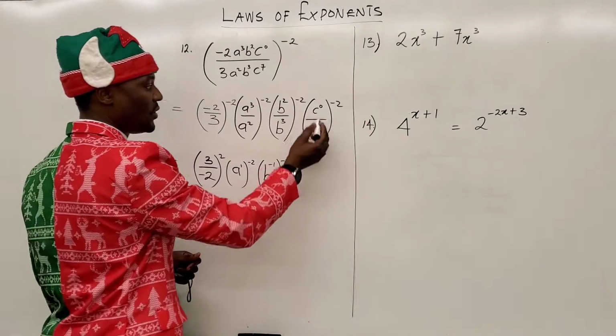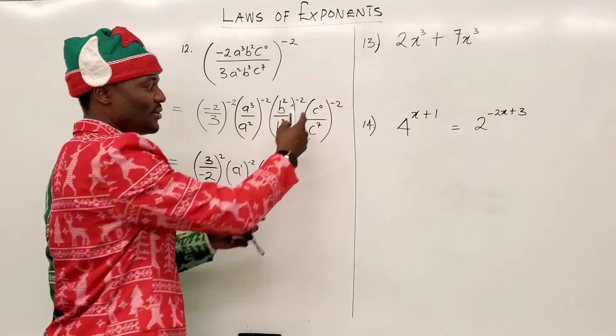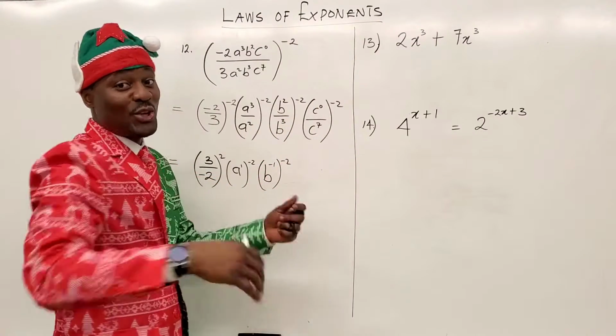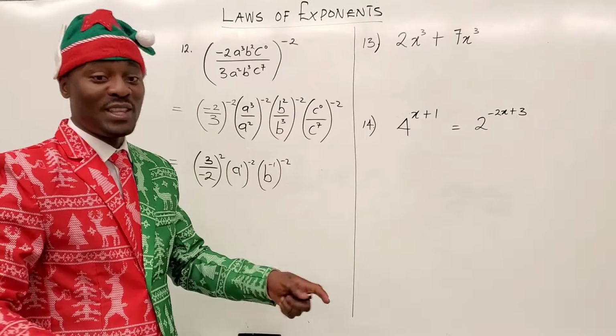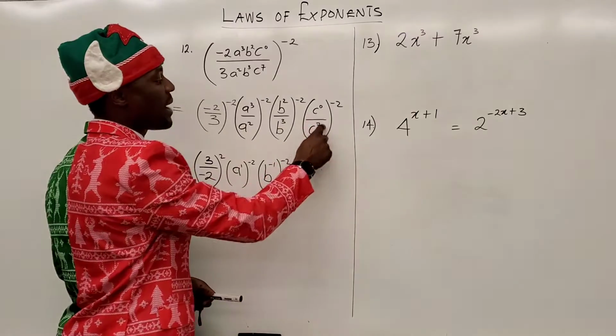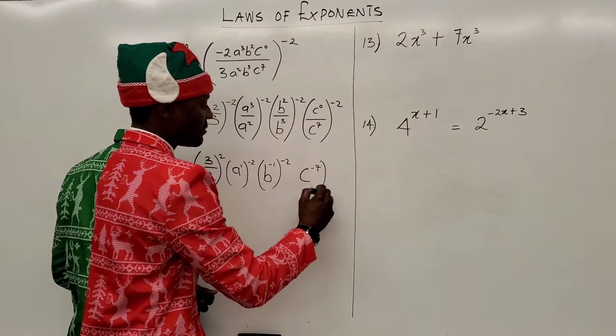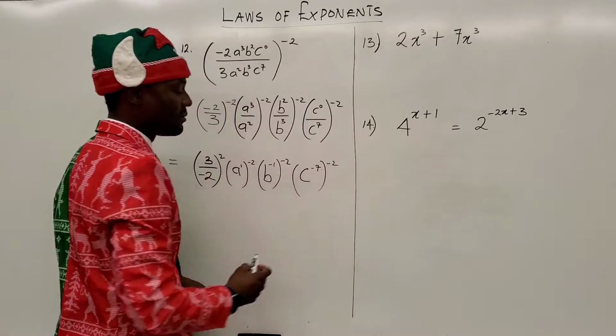Retain the -2. Go to this. C to the power of 0 is 1. You could just write 1 here, but I'm just going to play with it because we all know the rules. It will all work out. So what I'm just going to do is say 0 minus 7 is -7. So I'm going to write c to -7.